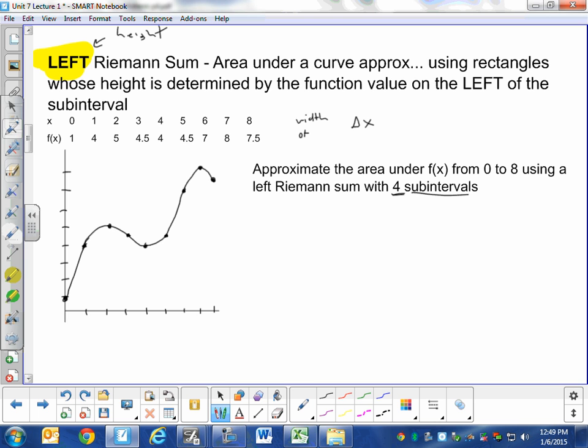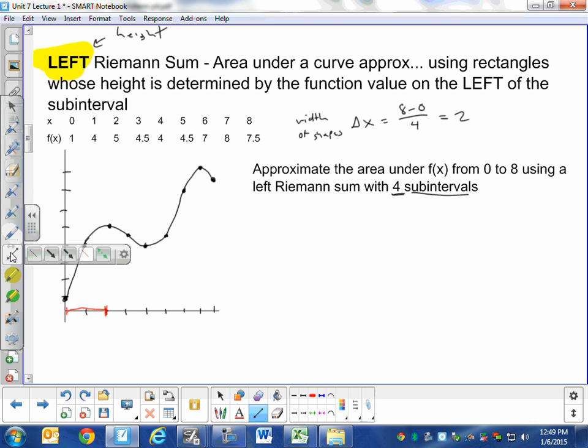So the delta x, or the width of the base, or the width of your shapes, would be equal to b minus a over n, which is just 8 minus 0 over 4. Each of these widths has to be 2. Okay, so we can start by writing down and denoting the bases of my figures. This is going to be my first shape on this first base from 0 to 2. The second shape will be from 2 to 4. The third shape will be from 4 to 6. And then my last shape to approximate my area will come from 6 to 8.